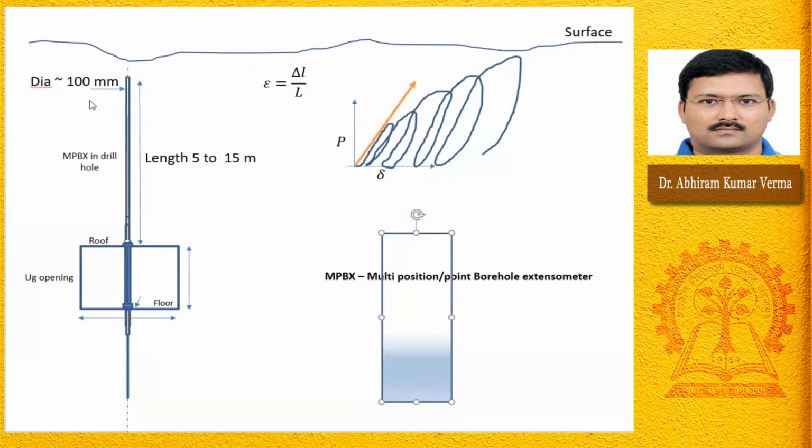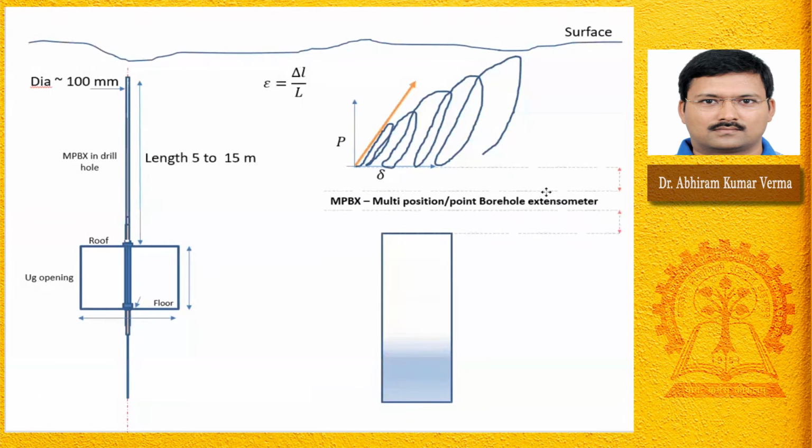The diameter of this borehole is in the range of 100 to 150 mm, or maybe 200 mm, depending upon the type of rods we are inserting or the number of measurement points we are incorporating into the multi-point borehole extensometer. Okay, so yesterday we had seen an example for a 3-point measurement. So we have inserted 3 rods.